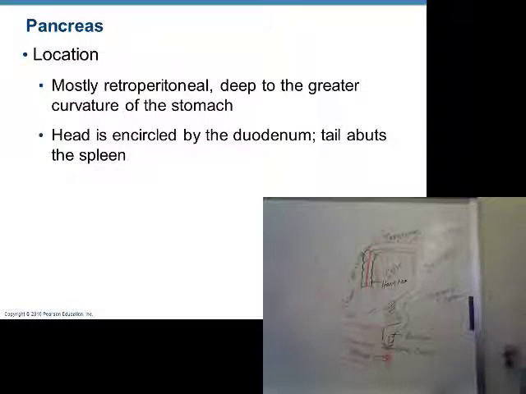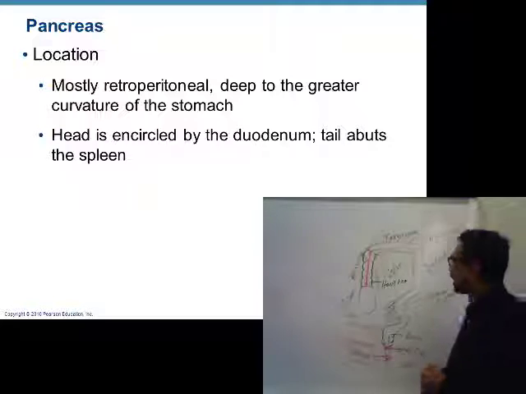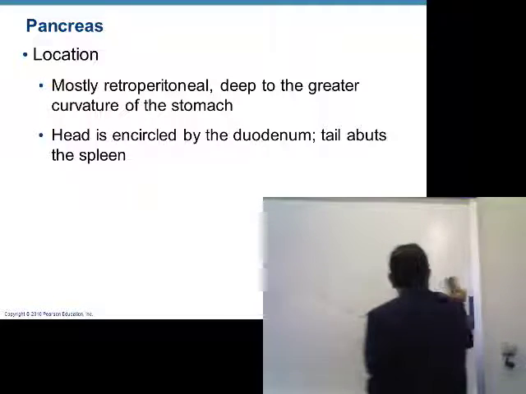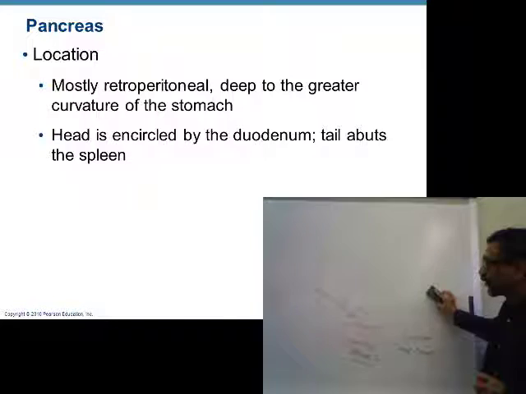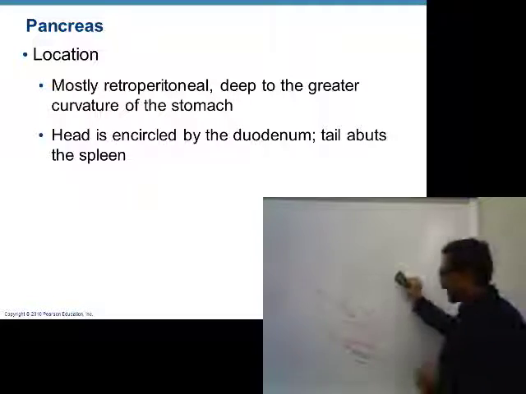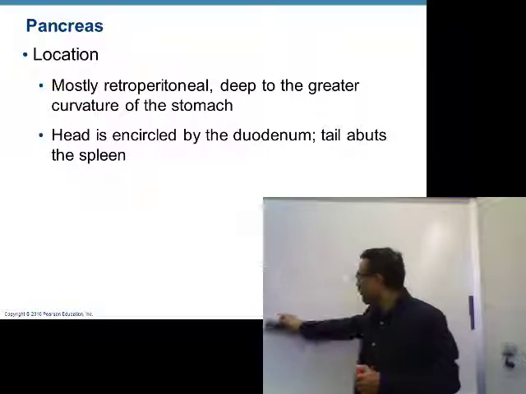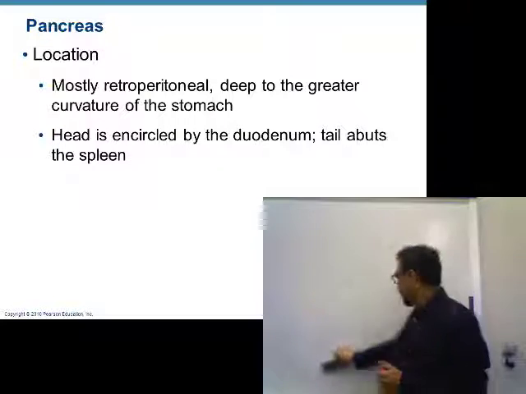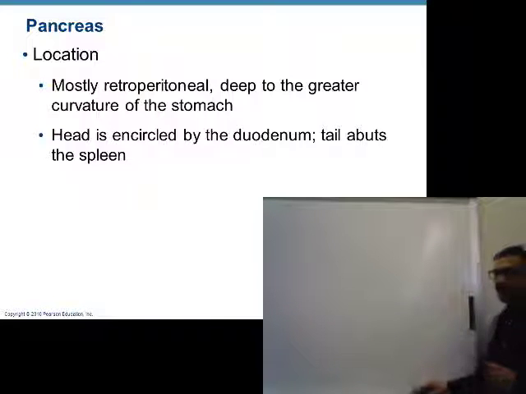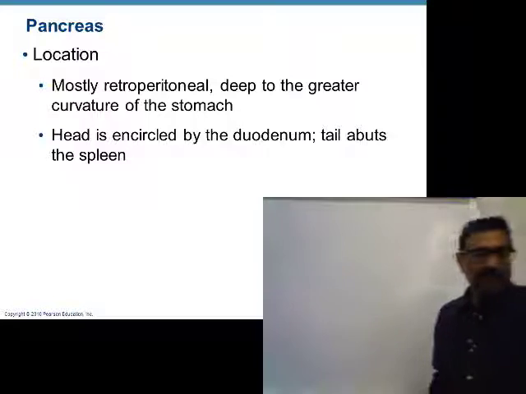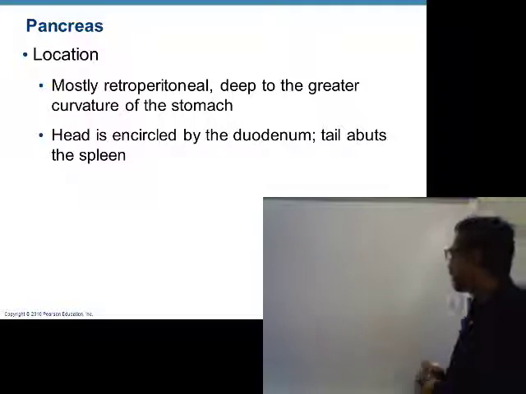Pancreas. Pancreas is a mixed type gland in your body. Why is it called a mixed type gland? Because it has both exocrine and endocrine parts. That's why it is called a mixed gland.